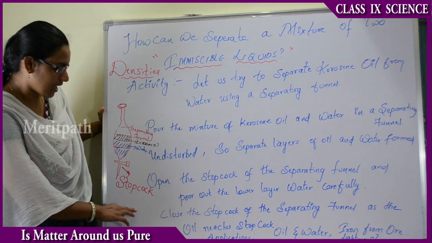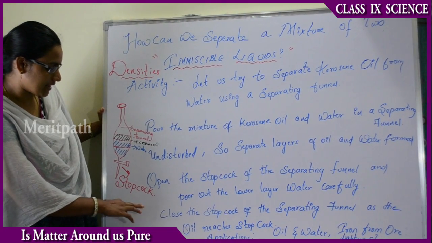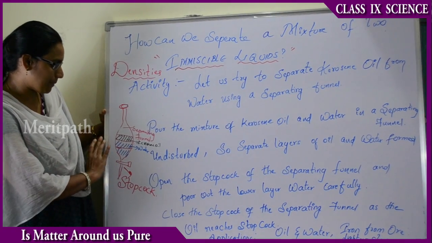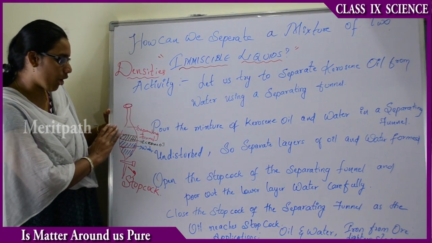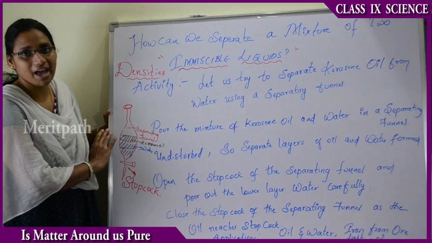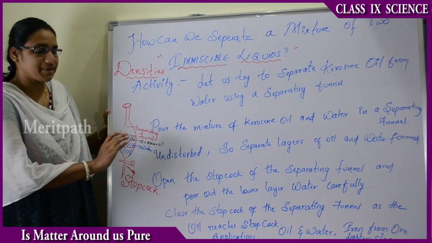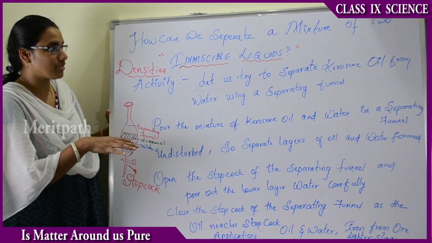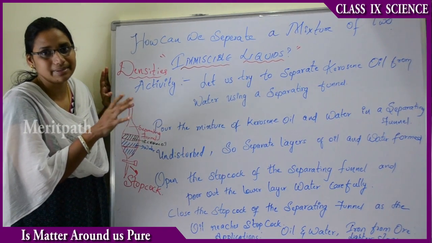Now let us see the observations from what we have done. The oil reaches the stopcock and we close it off. The applications are separating oil from water, separating iron from ore, and separating some minerals from the mineral ore. These are all the applications used for separation of immiscible liquids.